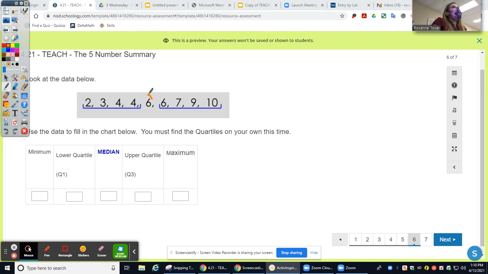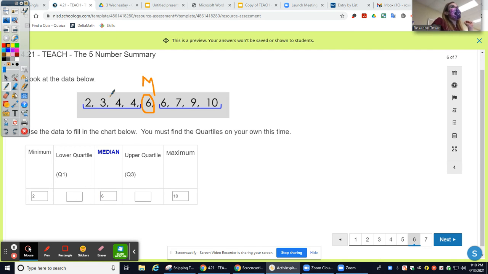Okay, we can clearly see what our median is. Our number in the middle is 6. Our min is 2 and our maximum is 10. So we can go ahead and fill that in. Remember, your 5-number summary is always going to go in order. So we have our minimum of 2, a maximum of 10, and our median is 6.